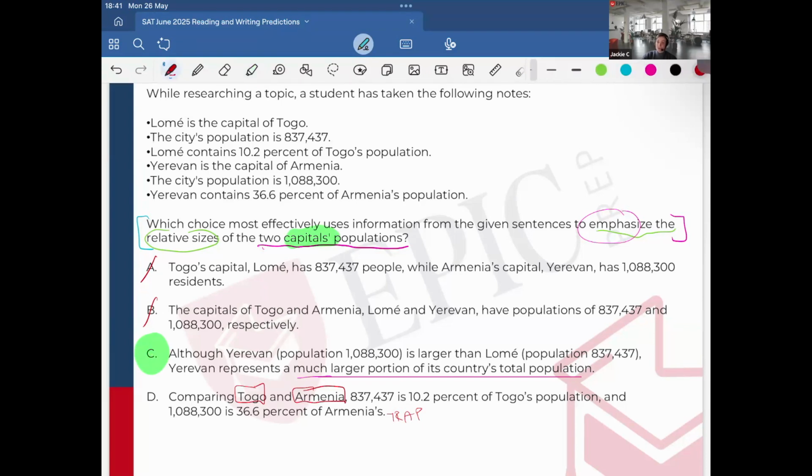So careful with these ones. In this case, they didn't really do any contradiction of the facts in the student notes. However, you really had to focus on emphasizing the relative sizes, not just factual information from the notes. And then be careful because I'm not sure if many people would know that the capital of Togo is Lomé. So they like to use lesser known countries to also try to be confusing.